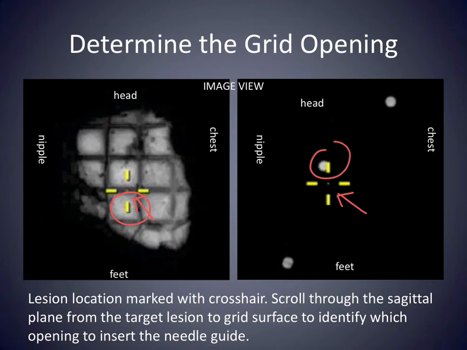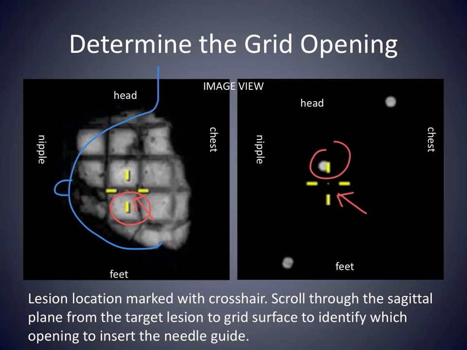It is important to keep yourself oriented as to which direction you're moving from the central fixed fiducial. For example, whether you're moving towards the feet of the patient, the nipple, the chest wall, or the head, because this display on sagittal sequence is known as image view.